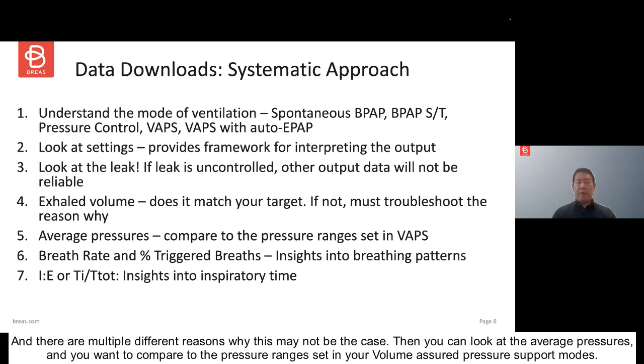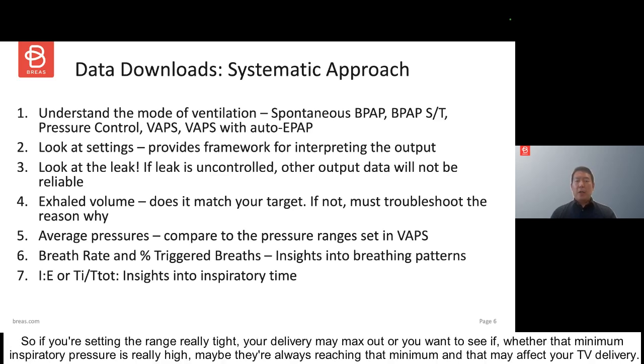Then you can look at the average pressures, and you want to compare to the pressure ranges set in your volume assured pressure support modes. So if you're setting the range really tight, your delivery may max out, or you want to see whether that minimum inspiratory pressure is really high. Maybe they're always reaching that minimum, and that may affect your tidal volume delivery.